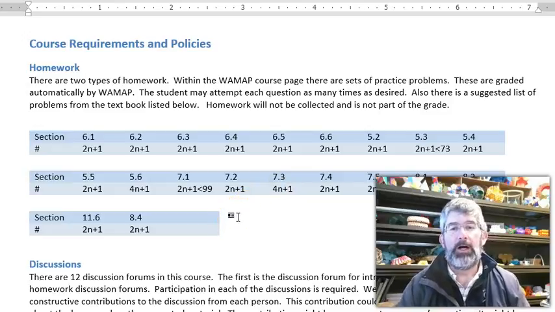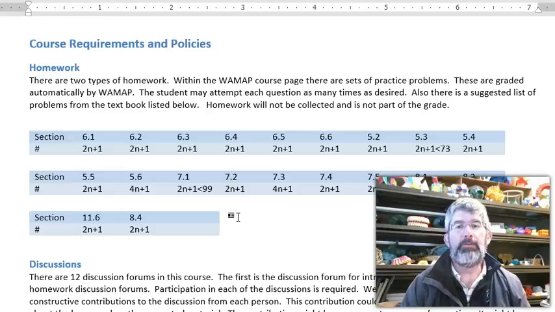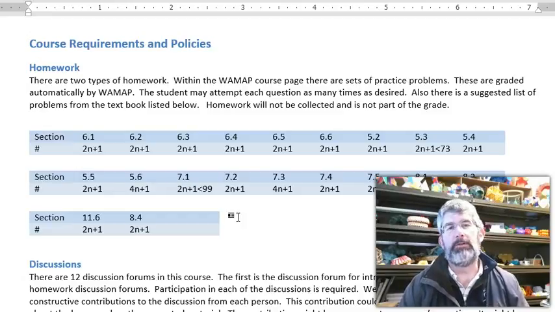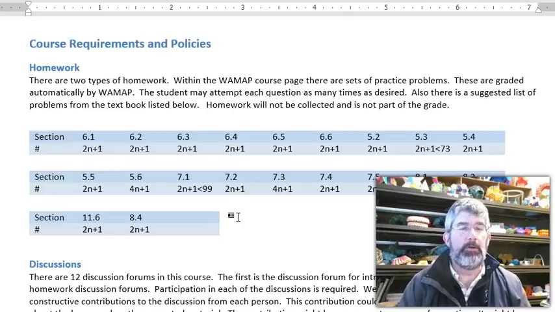There are also problem sets within WAMAP itself. After most of the sections, there is a set of problems that you can do and type your answer into WAMAP. It gives you feedback right away as to whether you're right or wrong. Not as to why you're right or wrong, just right or wrong. So there's both of those homeworks.